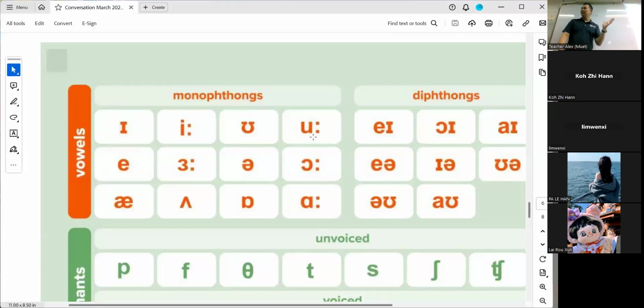Ship. Not sheet, you know. There's a difference. Ship. It means dabao, 船. A long E, as in this one. Like this. She. Read with me. She. This is me. Correct.